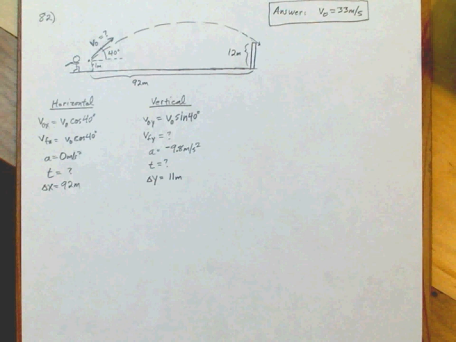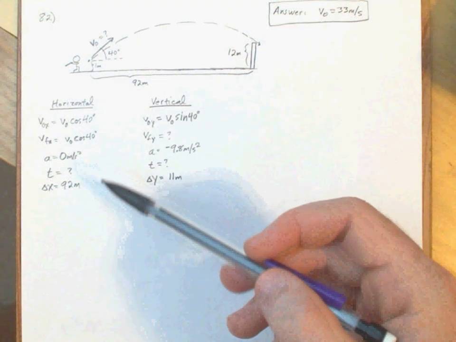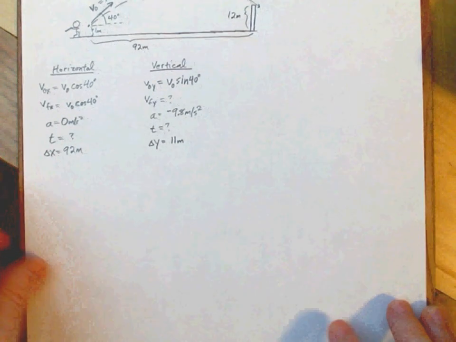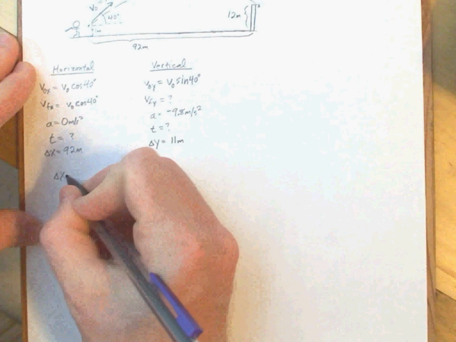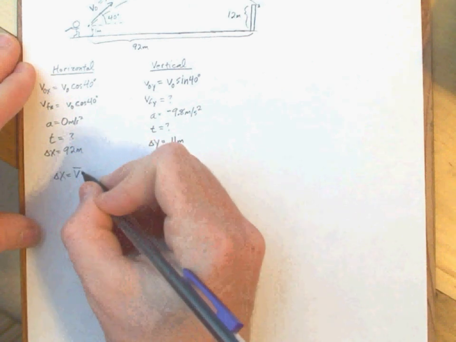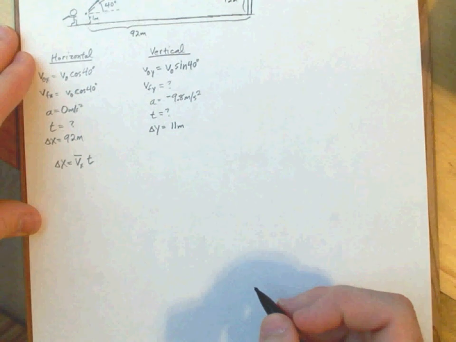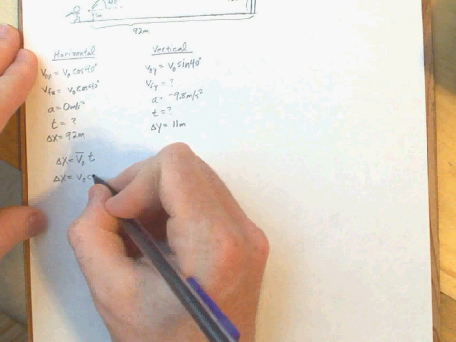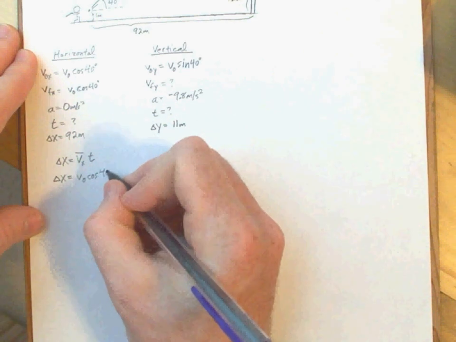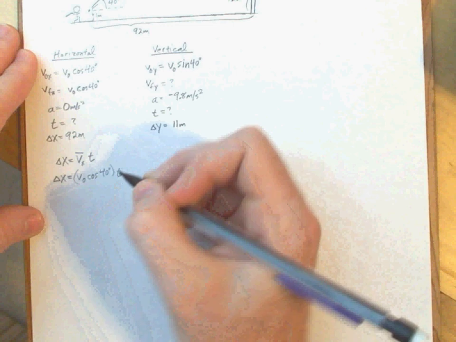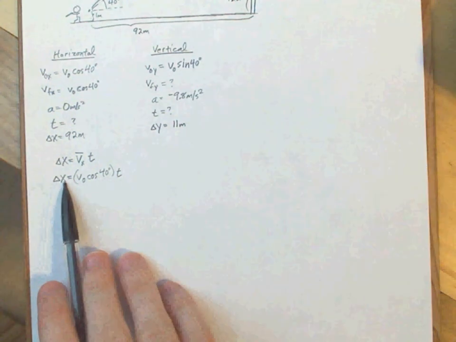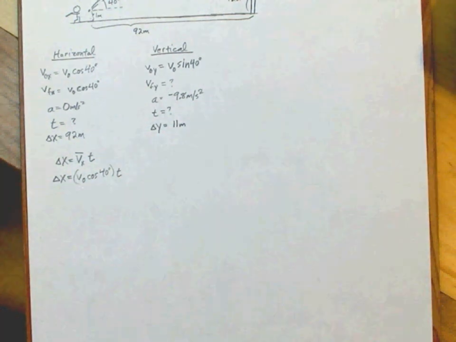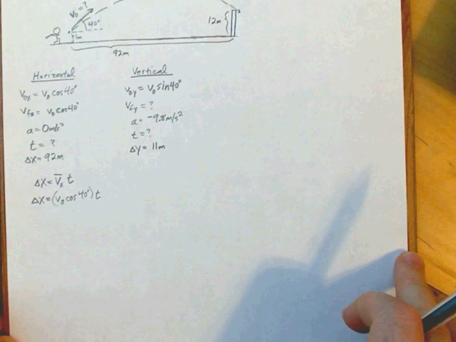All right. So I clearly don't know quite enough information in the horizontal direction. I'm still going to start there just because. So horizontally, I could say that delta x is equal to the average horizontal velocity times time. The average horizontal speed is the same as the original, it's the same as the final, so I can just call that V0 cosine of 40 degrees times time. And looking at that, I know delta x. I know cosine of 40 degrees. I don't know V0, I don't know t. So I'm stuck there.